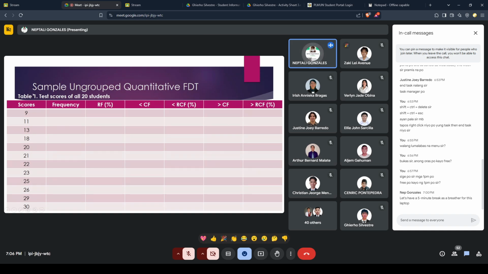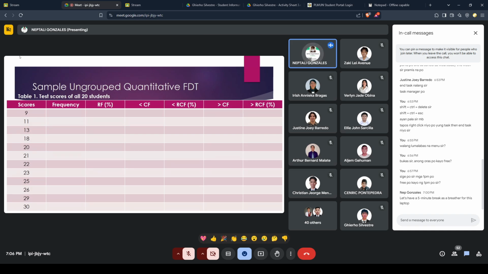Because all you have to do is to write the number of scores appearing, from lowest to highest. So 9, 11, 13, 18, 20, up to 30. It's also okay if highest to lowest. But for the purpose of our discussion and for uniformity of answers, we will have the test scores, or whatever data is given, arranged from lowest to highest. So just like in this case, lowest to highest.